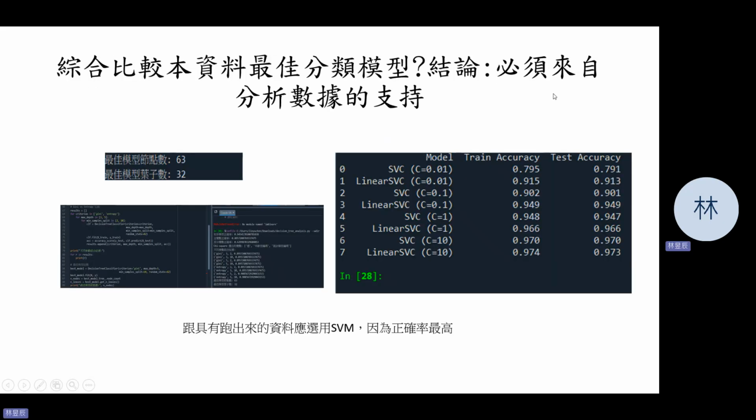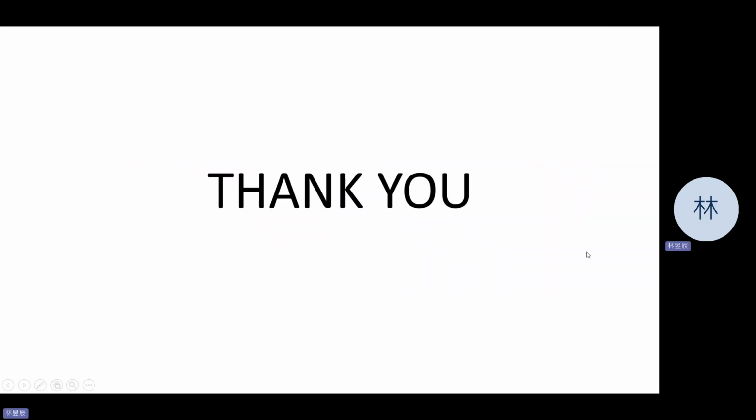Okay, and to the conclusions, SVM should be used for the data that has been run because it has the highest accuracy rate. Thanks for listening.